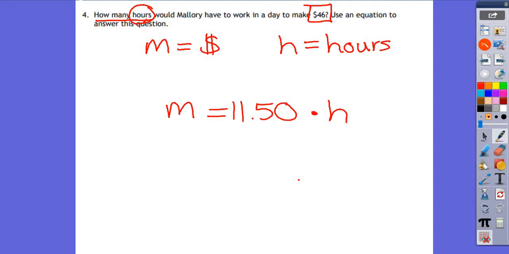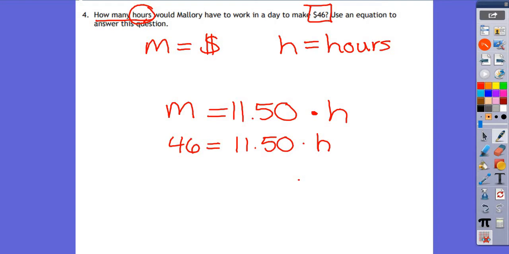So $46. Is that money or is that hours? Money. So where am I plugging 46 into? Money. M or H? M. So it's 46 equals 11.50 times H. How did I solve this back in 6th grade?